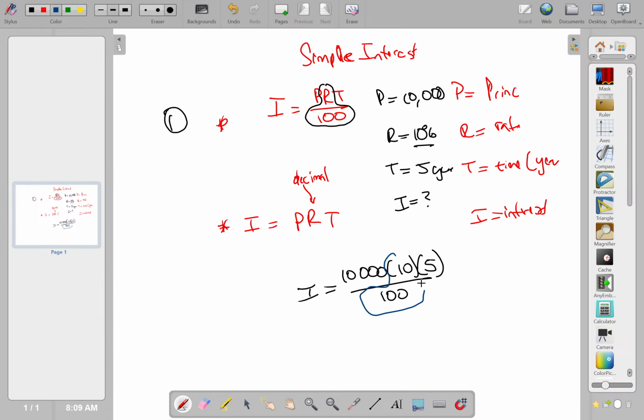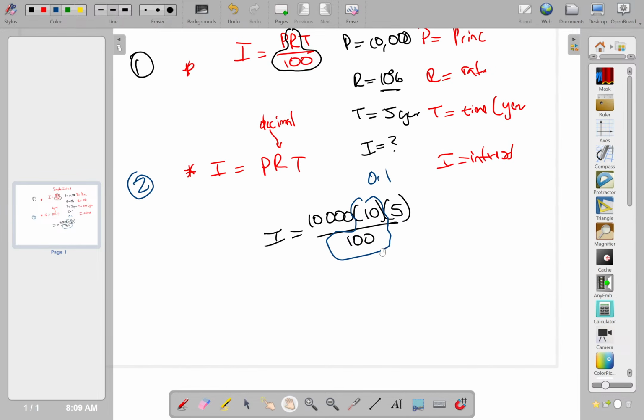What am I revealing to you here? This 10 over 100 is the same thing as 0.1. So you don't have to make it look like a fraction if you don't want to. In formula number 2, you can say I equals $10,000 times the rate, but you make it a decimal. 10% as a decimal is 0.1, so I put 0.1 times the time of 5 years. You're going to get the same answer.